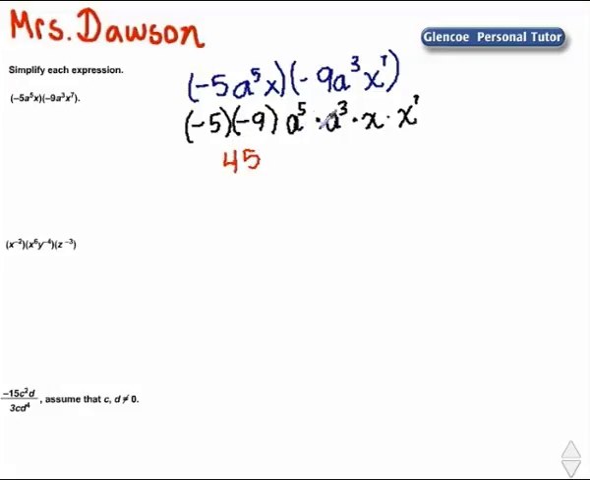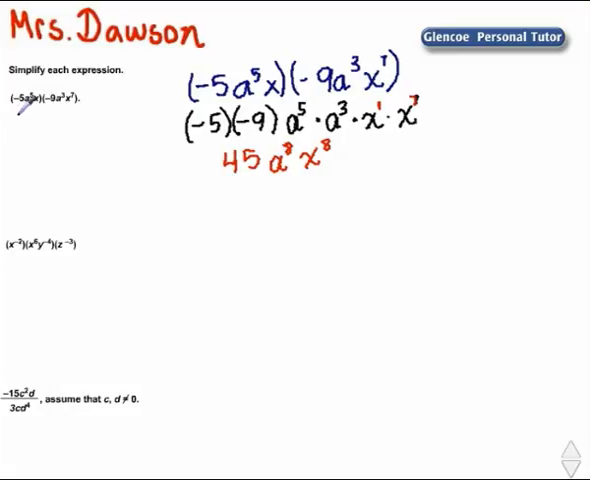Because the bases match, we have a's, and we're multiplying, we'll add the exponents. A to the 5th times a to the 3rd power is a to the 8th power. X times x to the 7th is equal to x to the 8th, and that's because the bases match. We'll add the exponents. 1 plus 7 is 8.